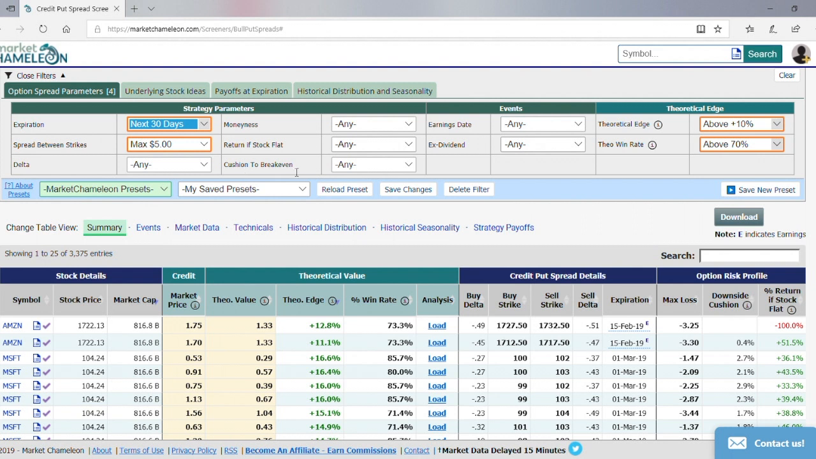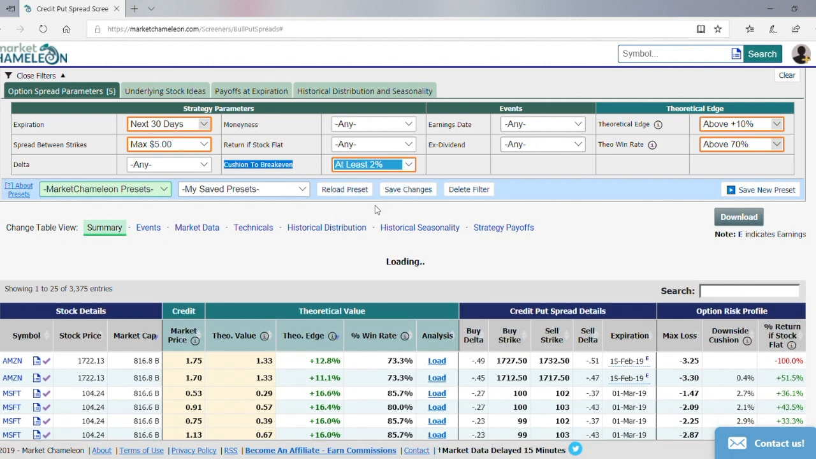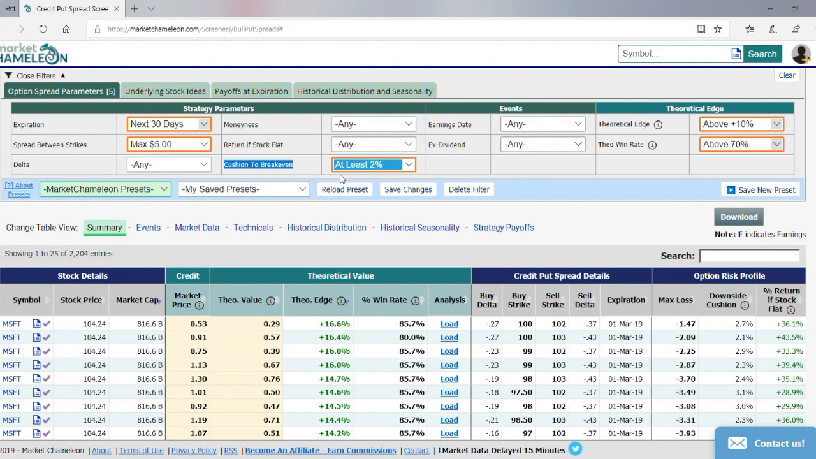And I just want to set a cushion to break even. Another thing that I like to set is at least 2%. What this is saying is that even if we're wrong in our credit put spread and the stock reverses and goes against us, we have at least a 2% or more cushion before we hit our break even and start losing on that spread.